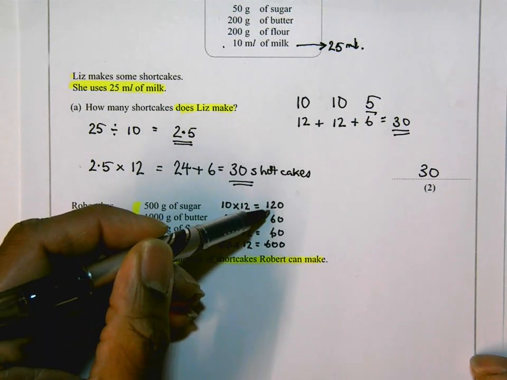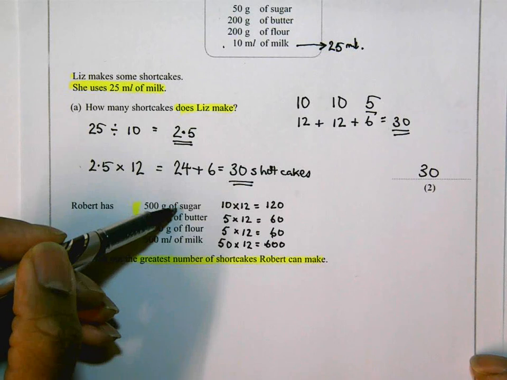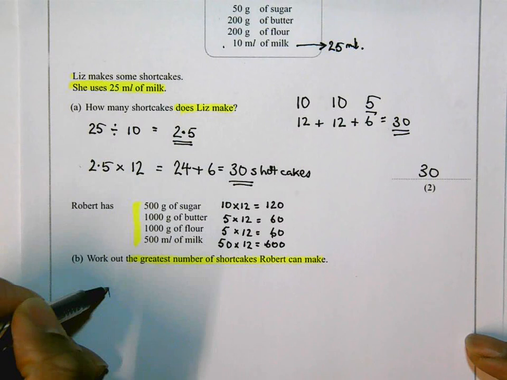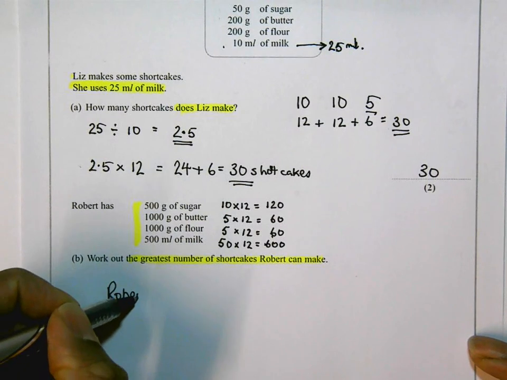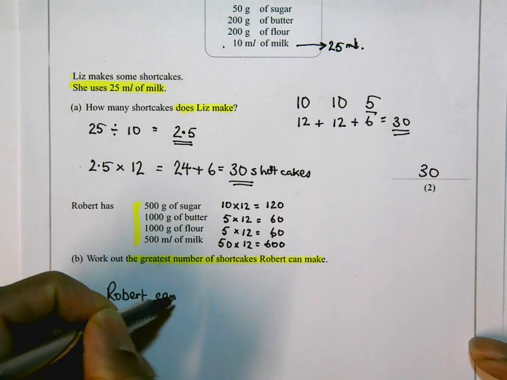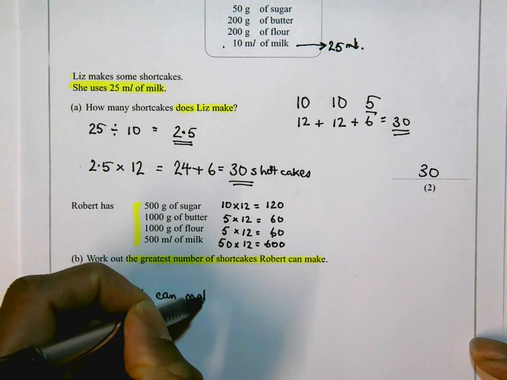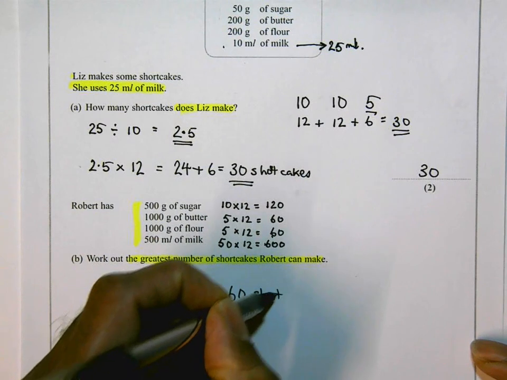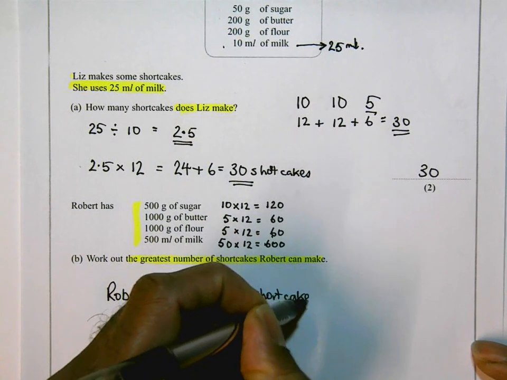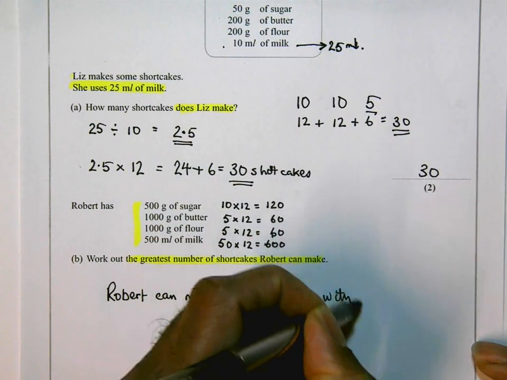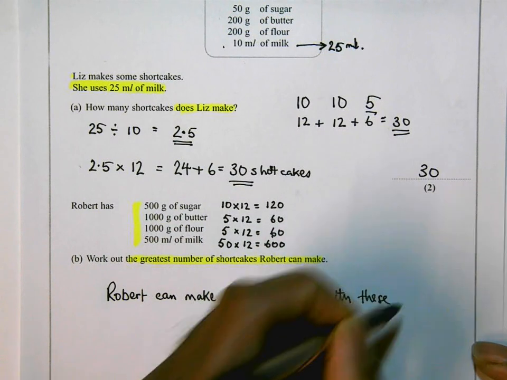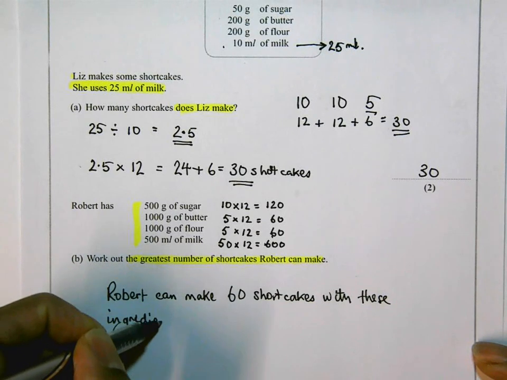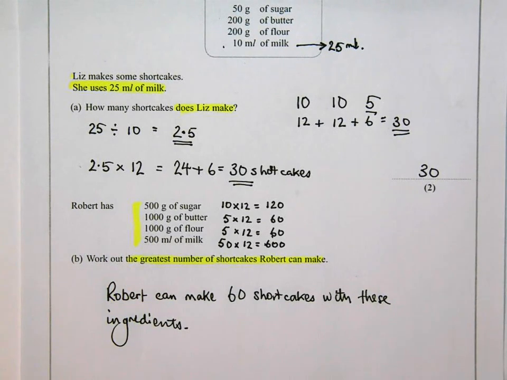So the answer to this is Robert can make 60 shortcakes with these ingredients. Now, you need to break down that question, think about it, definitely read it a couple of times, and think about how I went up in stages.